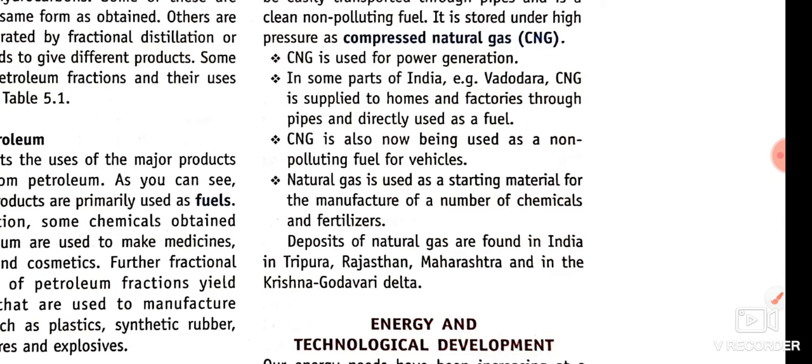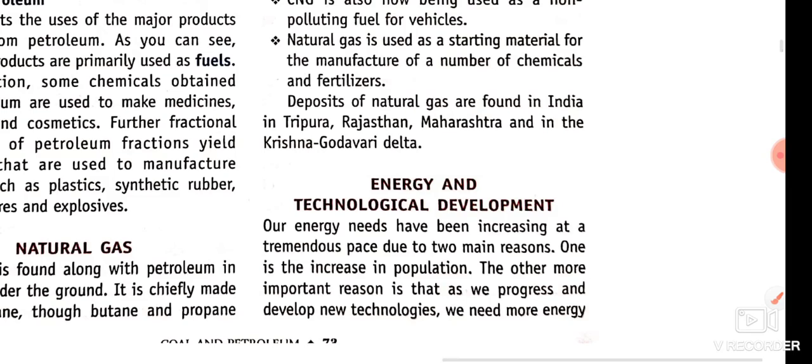In some parts of India, for example Vadodara, CNG is supplied to homes and factories through pipes and directly used as a fuel. CNG is also being used as a non-polluting fuel for vehicles, and natural gas is used as a starting material for the manufacture of a number of chemicals and fertilizers. Deposits of natural gas are found in India in Tripura, Rajasthan, Maharashtra, and in the Krishna Godavari Delta.